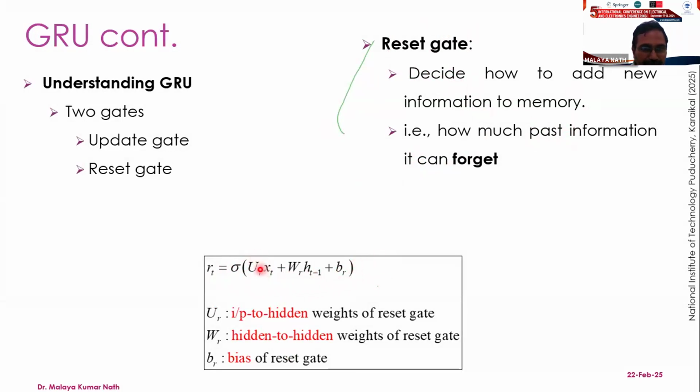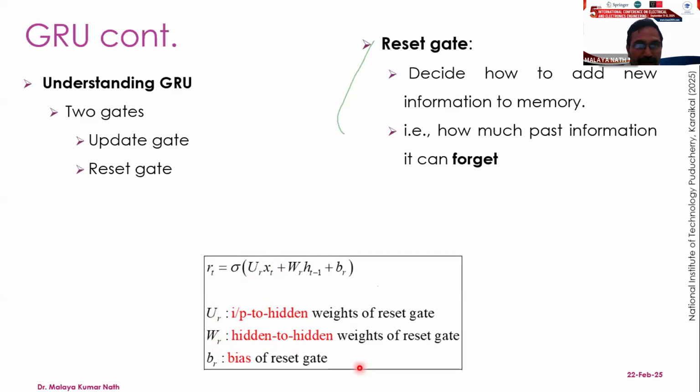What is this Ur? Ur is the input-to-hidden weight, and r stands for the reset gate. xt is the input that is associated. W is the weight associated with the hidden to the hidden state, and r stands for the reset gate. br is the bias that is associated with the reset gate.